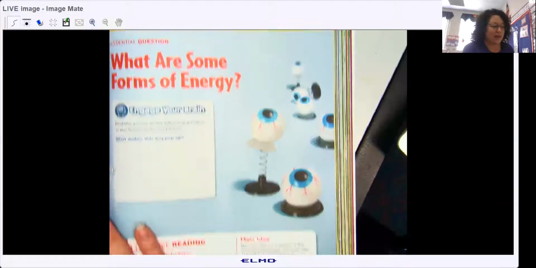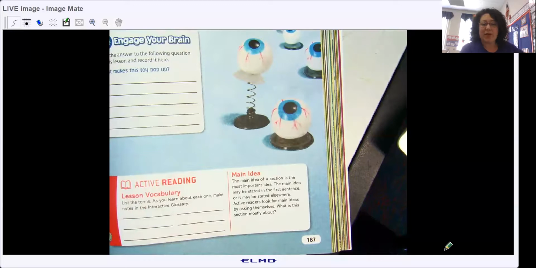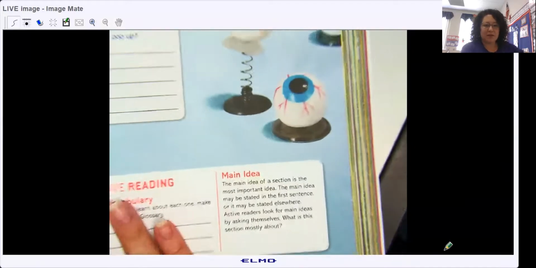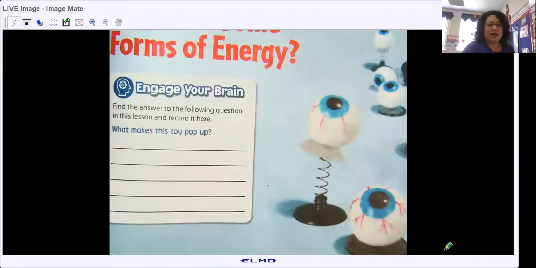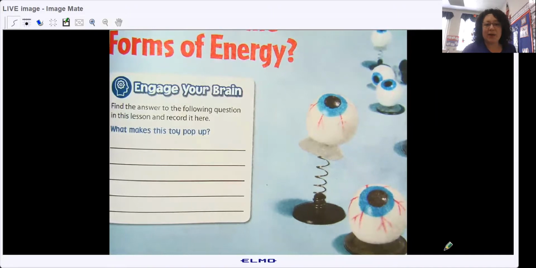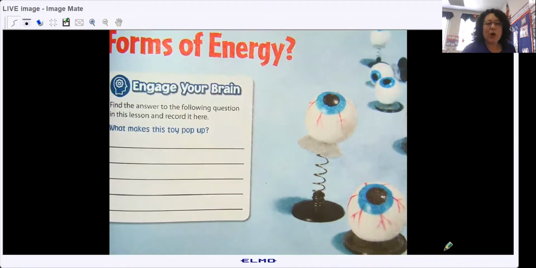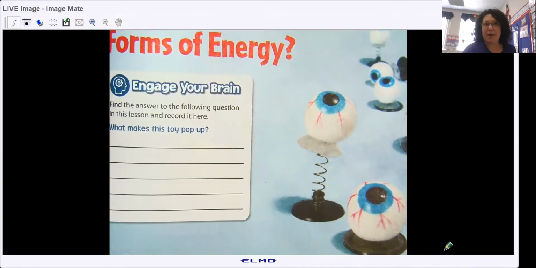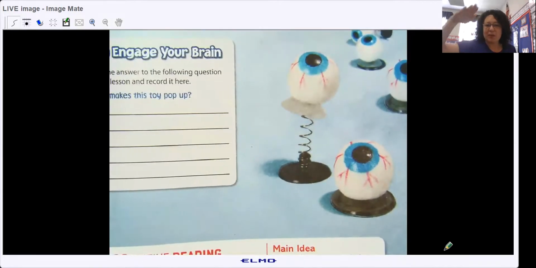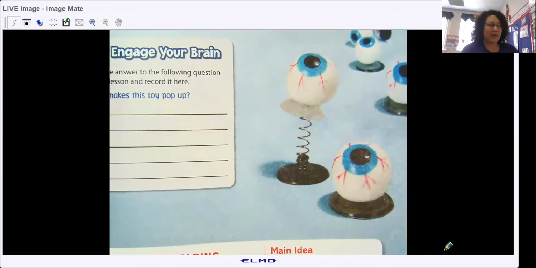Anyways, get your science books out. We are going to be on page 187 and a pencil, and we're going to get going learning about the different kinds of energy. And now that you saw the Adventure Academy, you've got some background knowledge already, which is great. So it says, find the answer to the following question in this lesson and record it here. What makes this toy pop up? You've seen toys like that where you push it down, and then after a while it pops up. We're going to learn all about that.